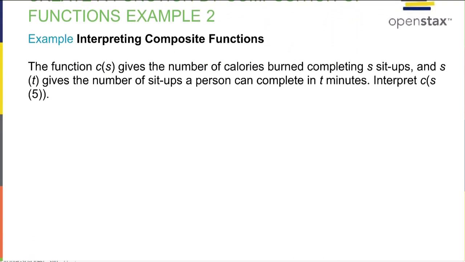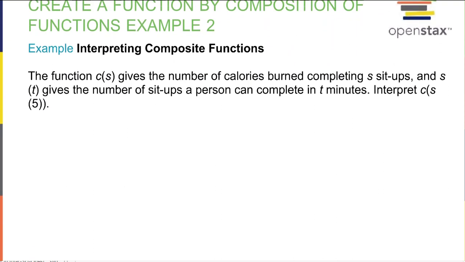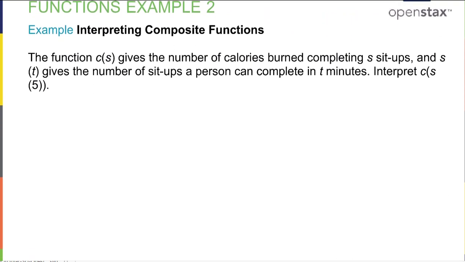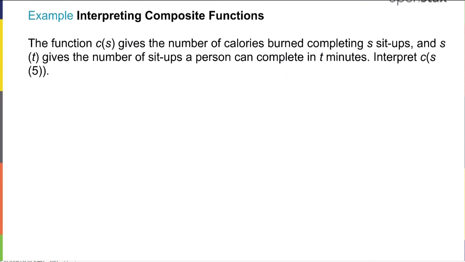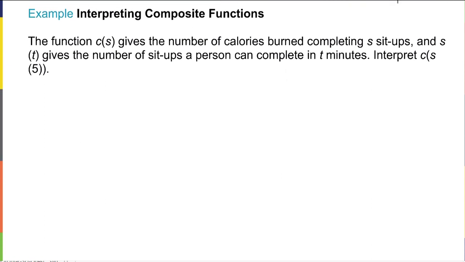All right. So now we also want to be able to interpret composite functions. So kind of make sense of it. So let's read this example. The function c of s gives the number of calories burned completing s sit-ups, and s of t gives the number of sit-ups a person can complete in t minutes. Interpret c of s of 5.